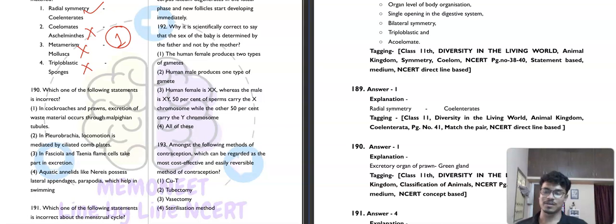Which of the following statements is incorrect? In cockroaches and prawns, excretion of waste material occurs through Malpighian tubules. No, prawns' basically excretory organ is the green gland. So this is not a correct statement.